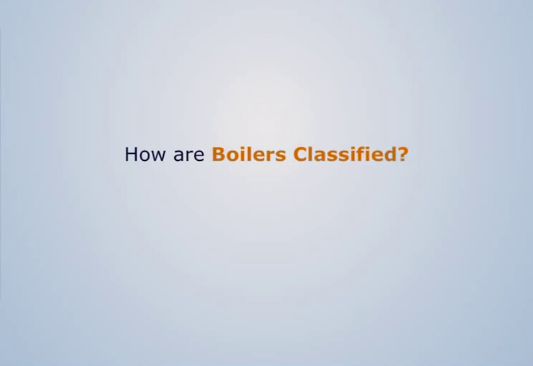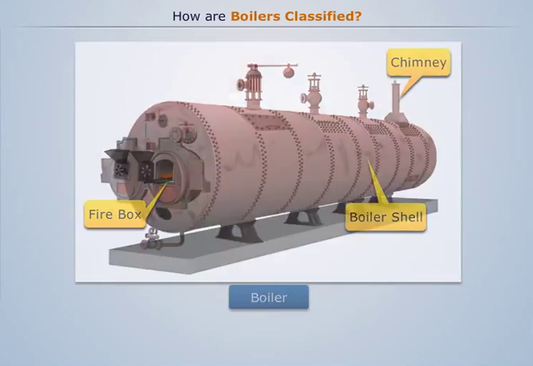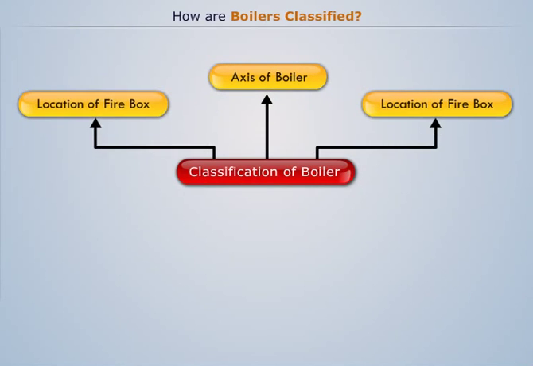How are boilers classified? A boiler can be classified on the basis of the following parameters. Now let's discuss the classification of boilers according to each of these parameters one by one.